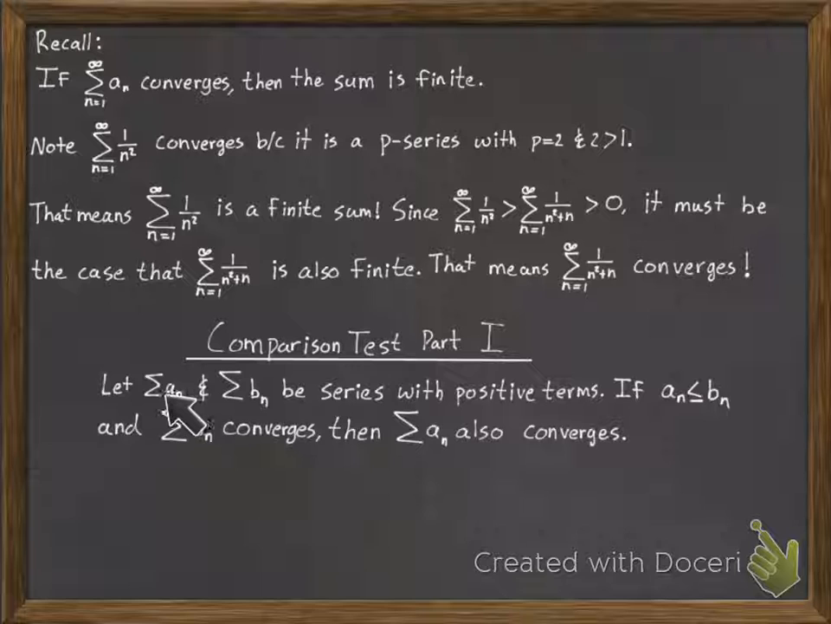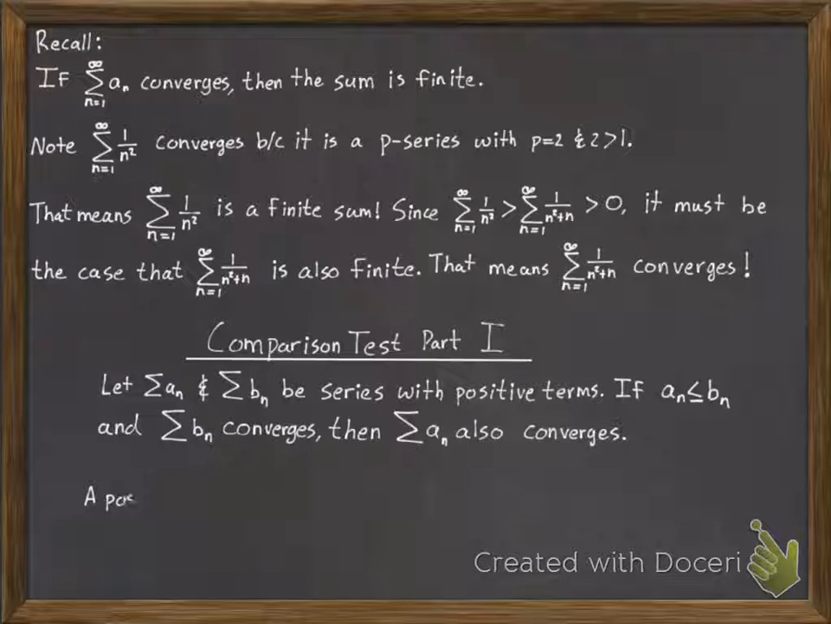Why? Because the terms here are smaller than the terms there. Okay? And if this one converges, then this sum is finite. Well, this sum is less than that sum. And if this one's finite, and this one is less than that one, then this one must also be finite.